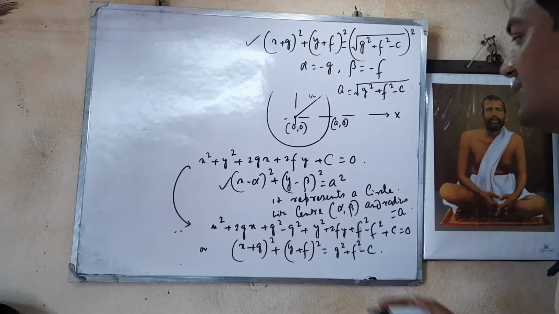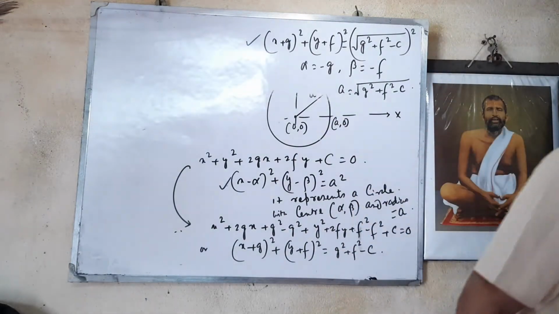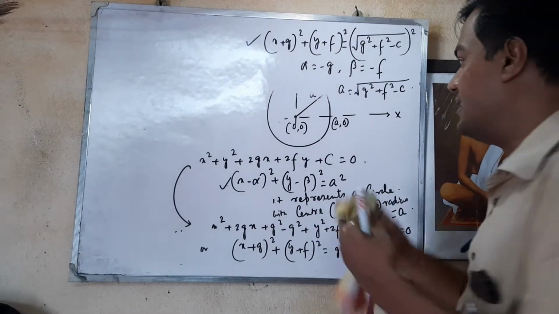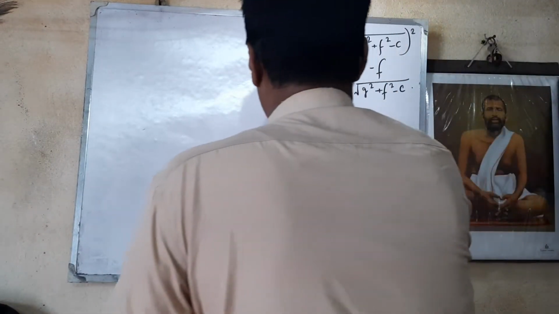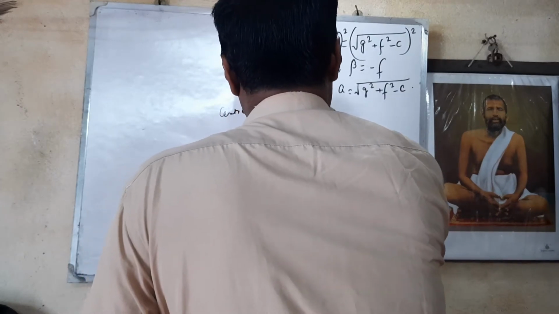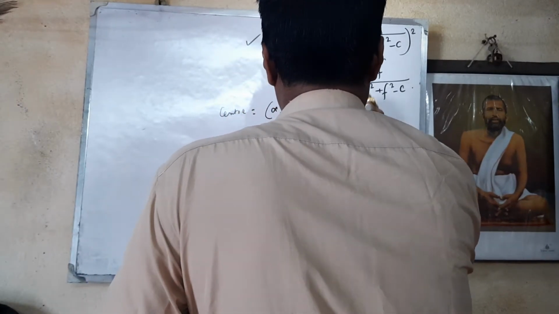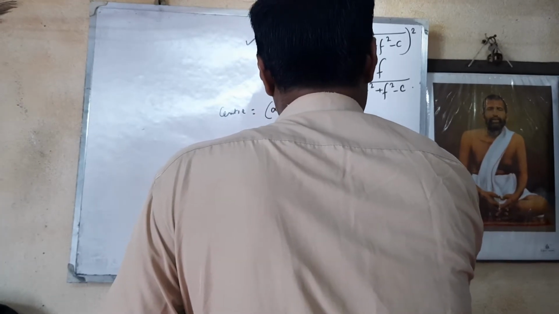So the center of this circle lies at the point minus g comma minus f, center alpha comma beta, that is minus g comma minus f, and the corresponding radius a equal to root g² + f² - c.